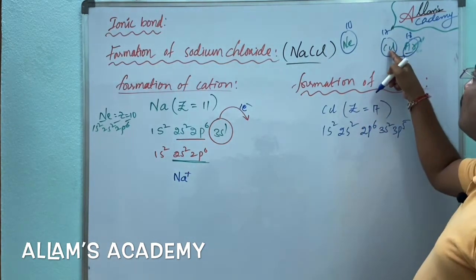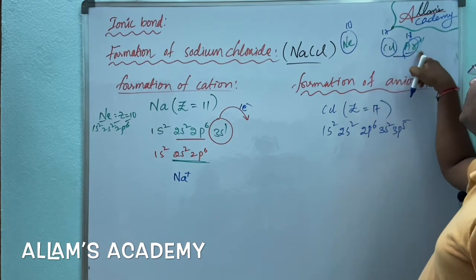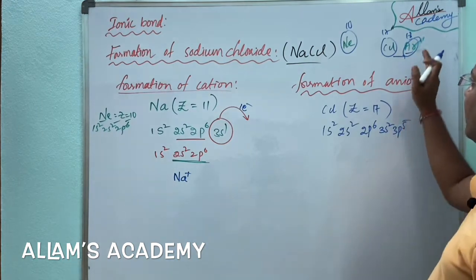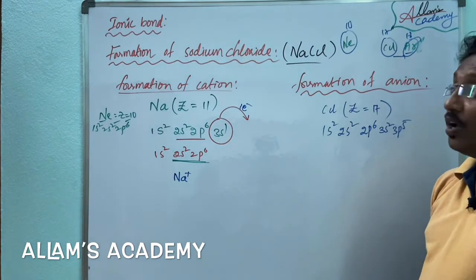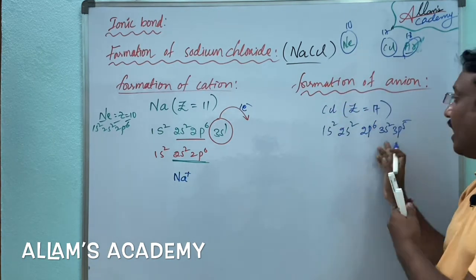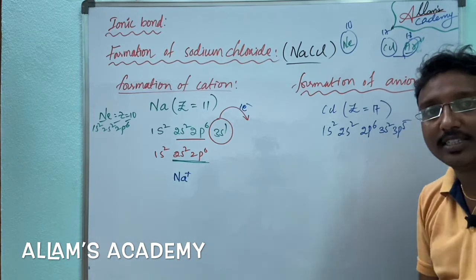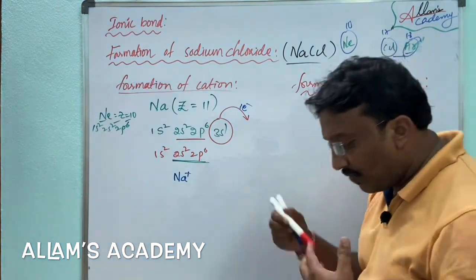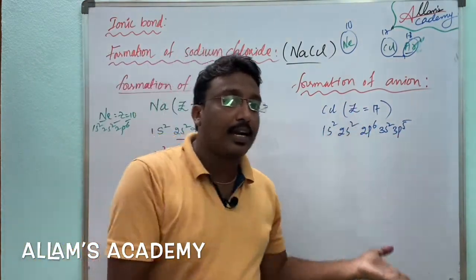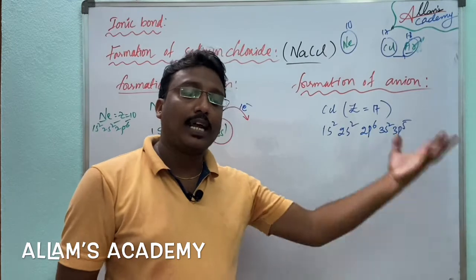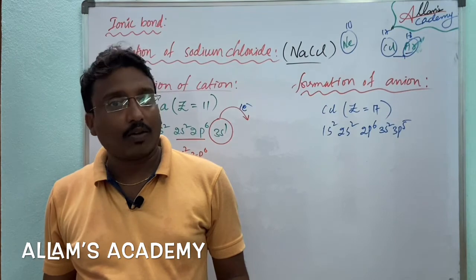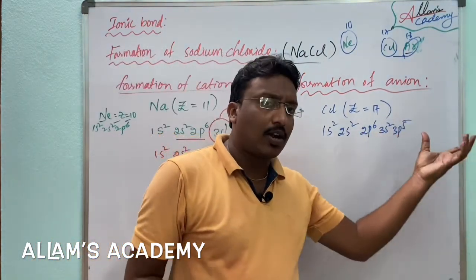Then it can get the stable electronic configuration of argon by gaining only 1 electron. To get neon's electronic configuration, chlorine would have to lose 7 electrons, which is harder than gaining. Is it better to collect 1 electron, or better to lose 7 electrons, right? If it loses 7 electrons, what happens?